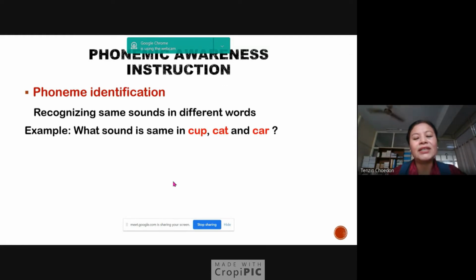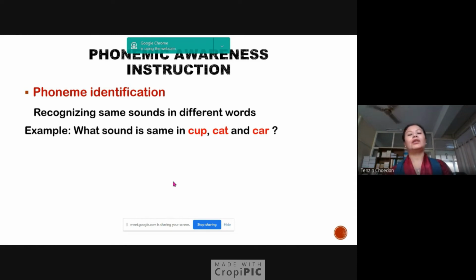When you do this activity orally in class, they have to be very patiently listening to you because they are not seeing the word, right? They only hear your speech. Cup, cat, car. So they have to pay attention, listen to whatever you are saying, and then identify which sounds are similar.